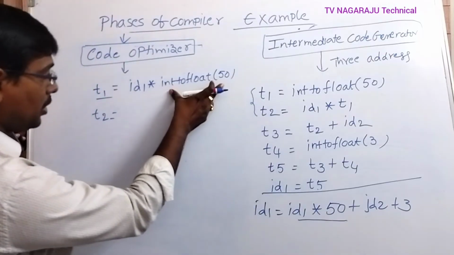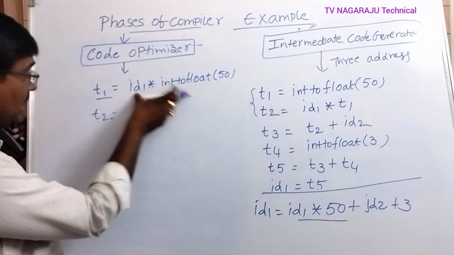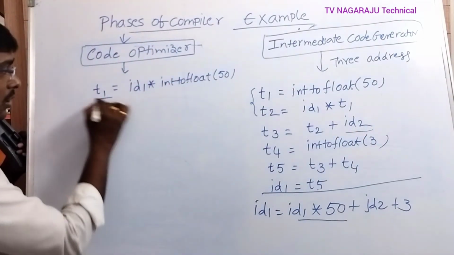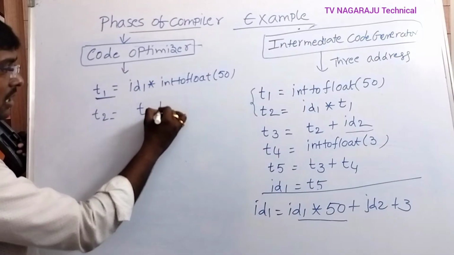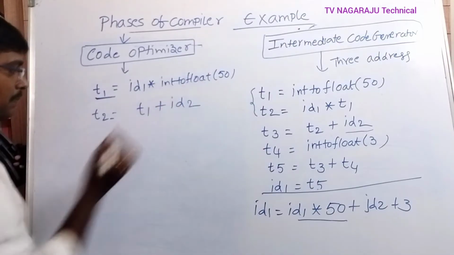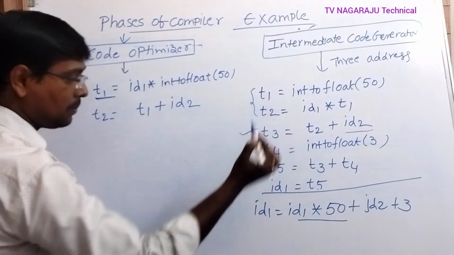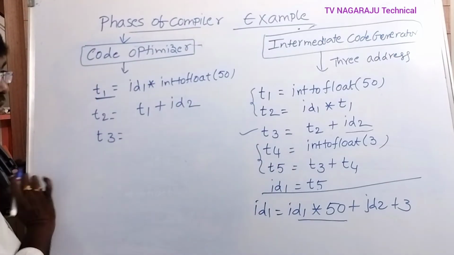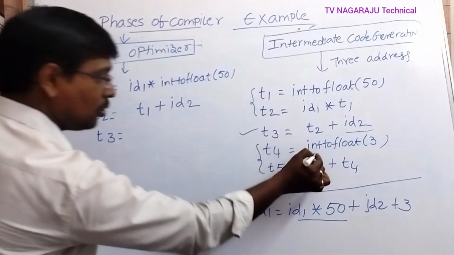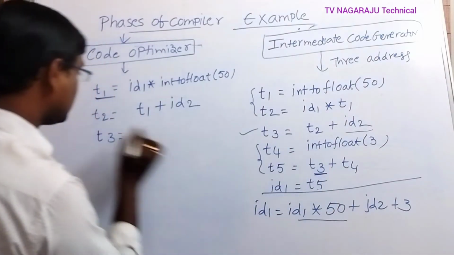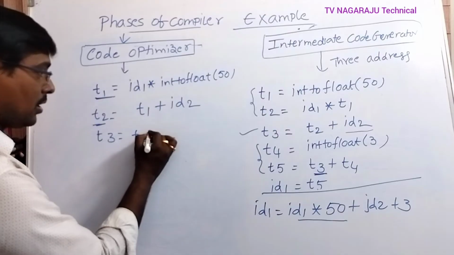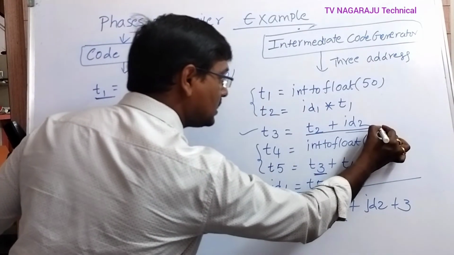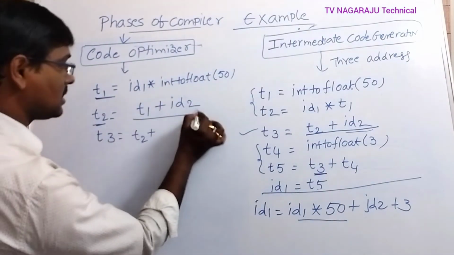50 is converted into integer, multiplied with ID1, that is placed in T2. Now we have to add with ID2. T2 is equal to this result, T1 plus ID2. Similarly, this is completed. These two are merged together. T3 is equal to this one. What is this one? This result. T2 plus, simply observe, T3 value is this one. What is this one? Exactly, this is the one.